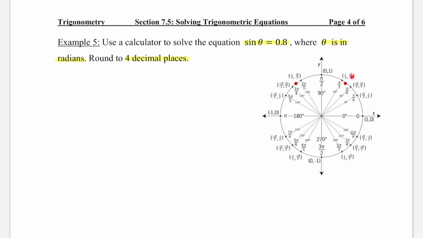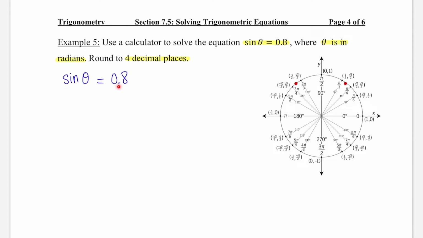How do I know that it's here? Because when I put √3 over 2 in the calculator, I got 0.866. And when I put √2 over 2 in the calculator, I got 0.707. So 0.8 is in between the two. So I'm supposed to find the angle here and the angle here. And I need to use my calculator.